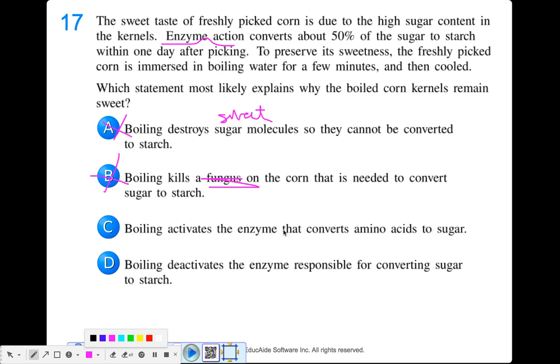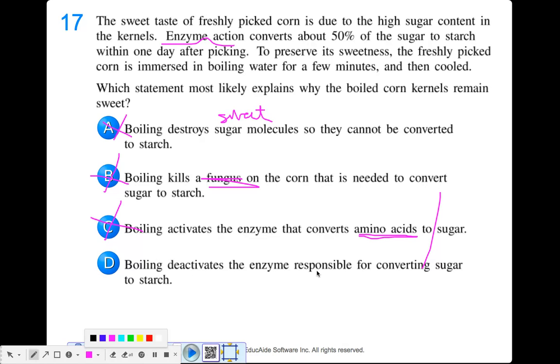Boiling activates the enzyme that converts amino acids to sugar. Well, amino acids do not get converted to sugar. Amino acids get linked together to form proteins, and they get digested back down to amino acids. So boiling does not activate. There is no enzyme that converts amino acids to sugar. These are two completely separate things.